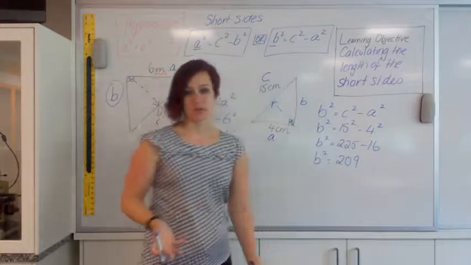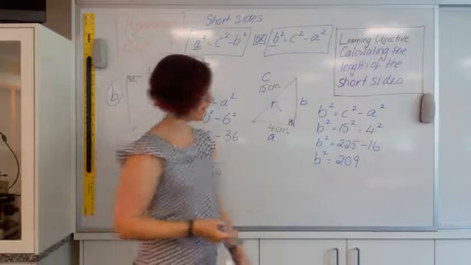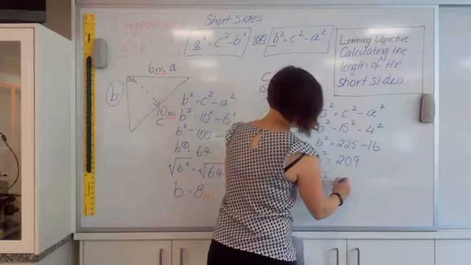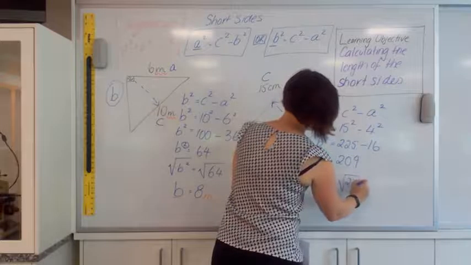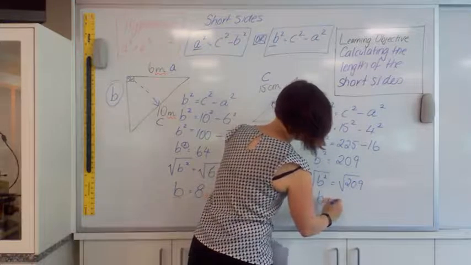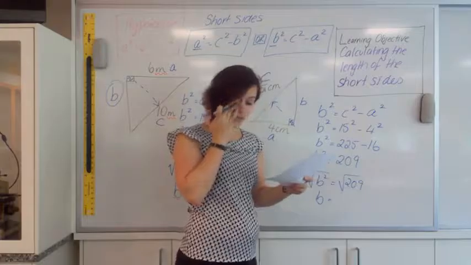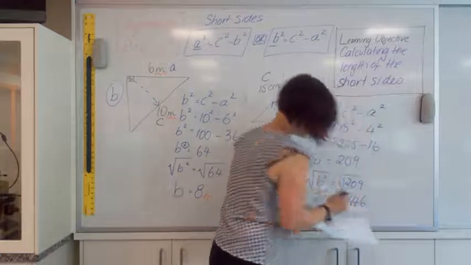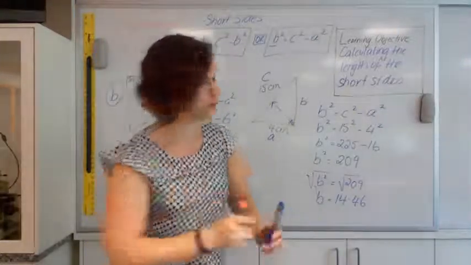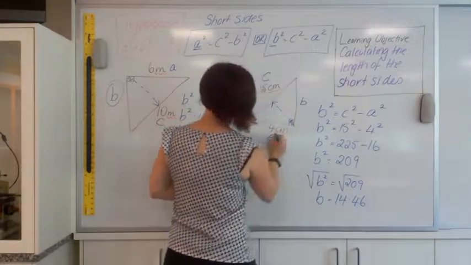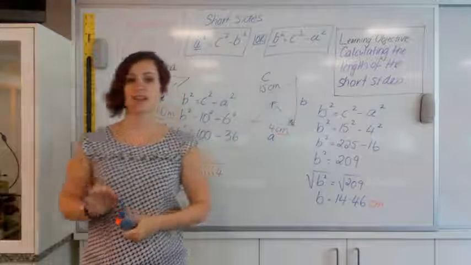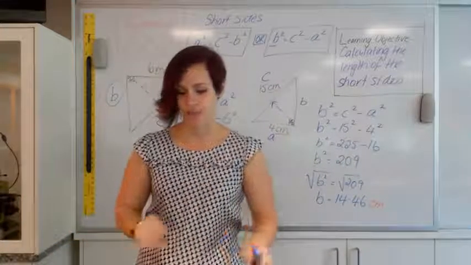Now that's not a number I know off the top of my head. I do need to find my calculator. We are going to square root, so B squared is 209, and we square root it to find regular old B. And regular old B, my calculator told me, was 14.46. And that very last step we always do is look at what we got and add the units to the bottom. All right, so that is how to find short sides that aren't the hypotenuse.